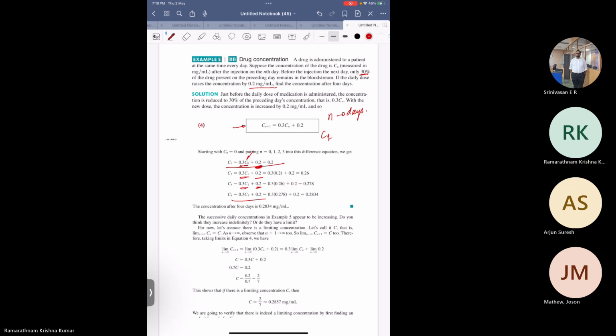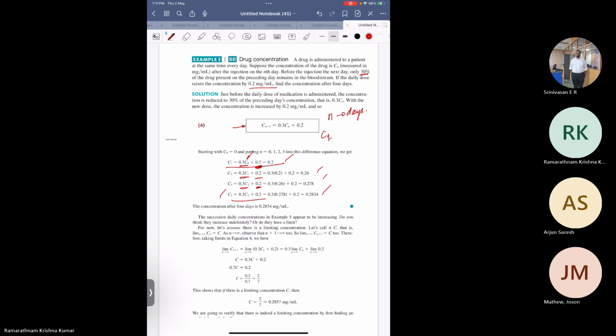Arjun, clear? Yes, sir. Okay. So I can easily find out the fourth day. What do you mean? First day, second day, third day, fourth day. I can find out the first day, the second day, the third day. So the fourth day is 0.283. Over. Okay.